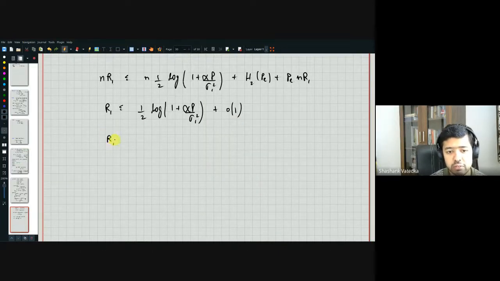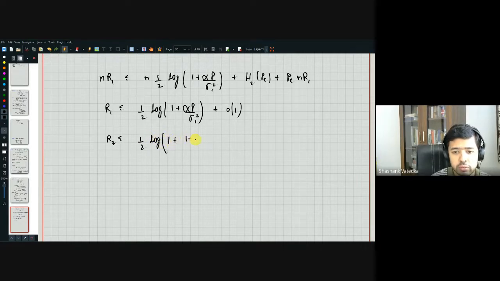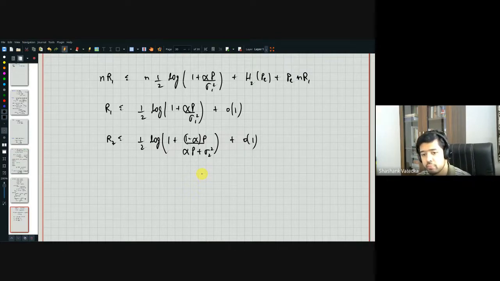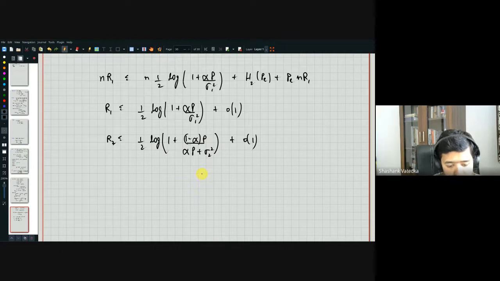Okay, and similarly, we have R2 less than or equal to half log 1 plus (1 minus alpha) times P divided by alpha times P plus sigma 2 square, plus little o of 1. All right. So this gives us the capacity region for the two-user Gaussian broadcast channel.